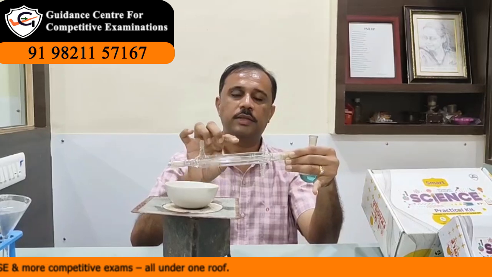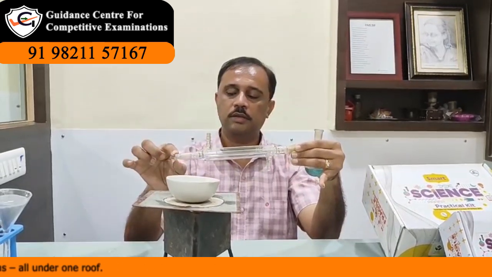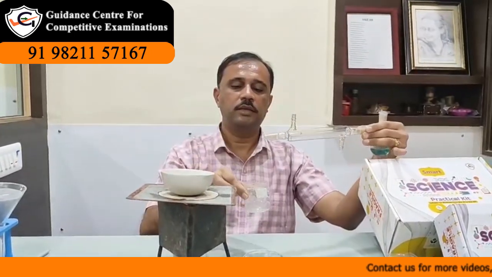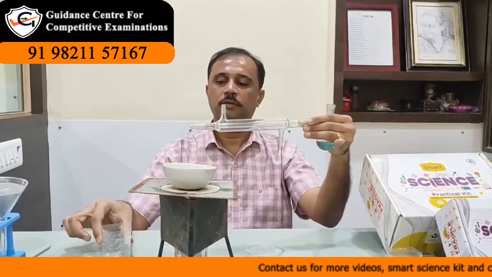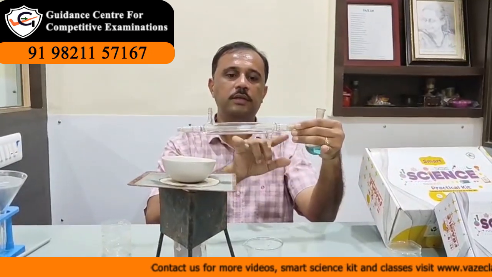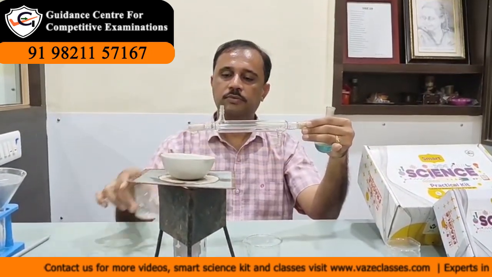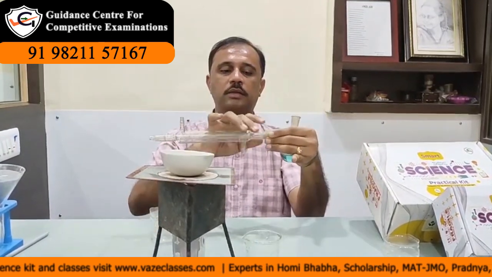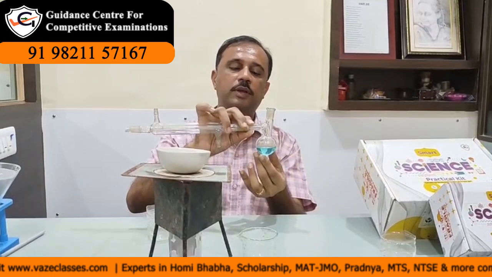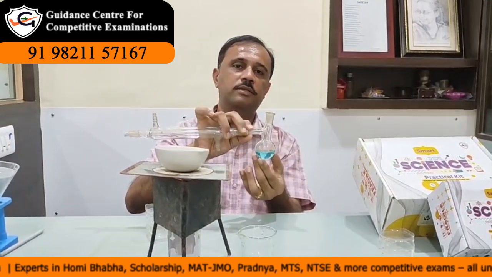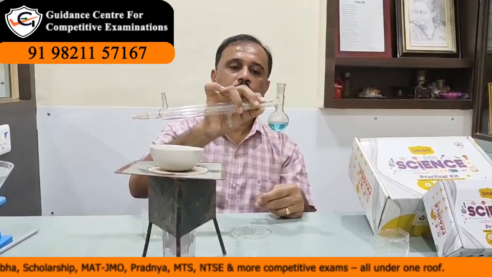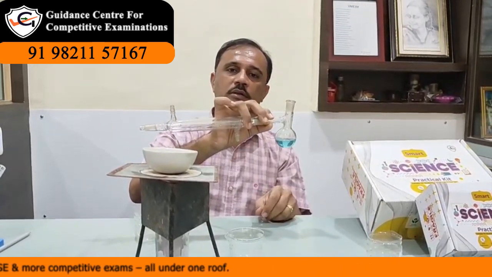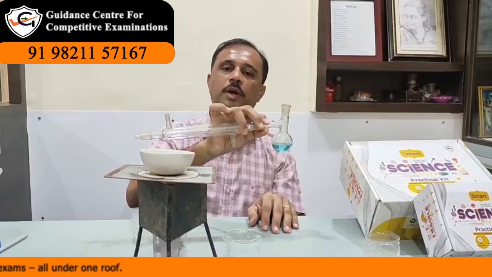The liquid, that is water, comes out from the condenser tube and it is collected in another beaker. So we get the solvent like this. It will be collected in the container and copper sulfate crystals will be left behind in the distillation flask. So this is the distillation method by which we can separate solvent and solute both back.